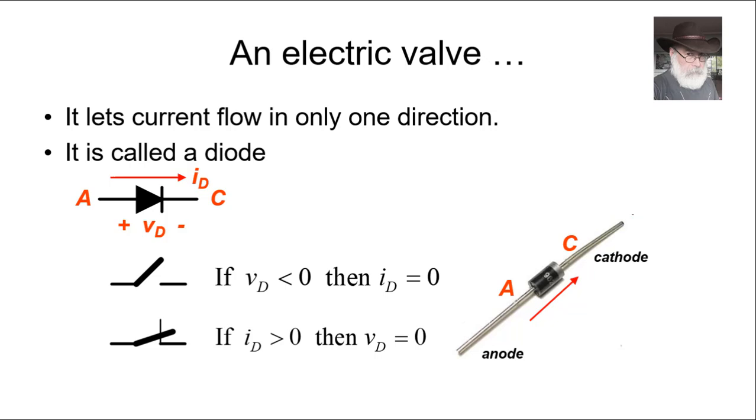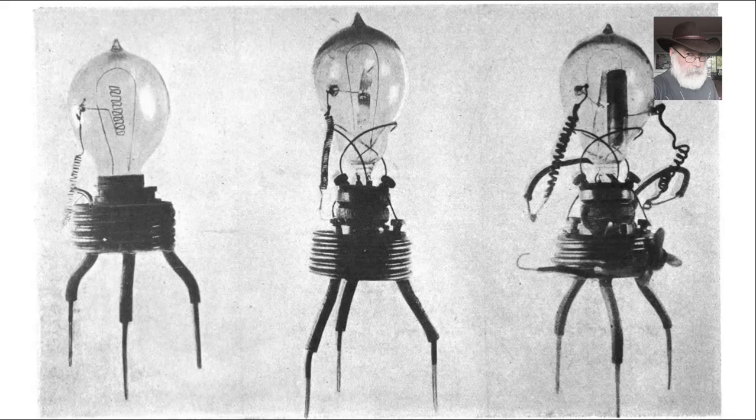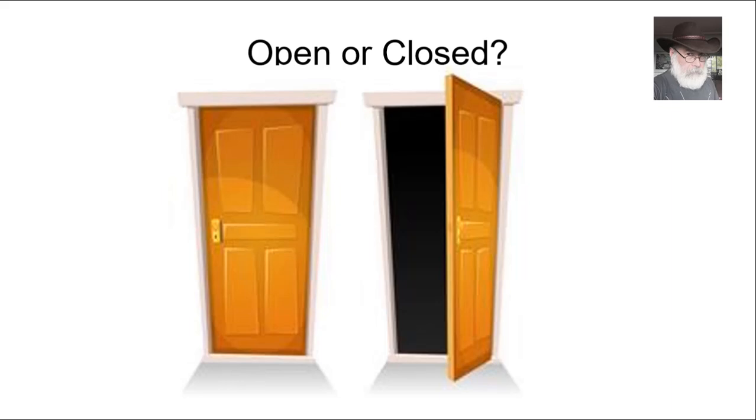There are two equations that describe the diode when it's conducting or when it's not conducting. It is either an open circuit or a short circuit. Which one will that be? Those are pictures of very old types of vacuum diodes. Observe that I've used the adjectives open or closed for diodes. What do I mean by that?